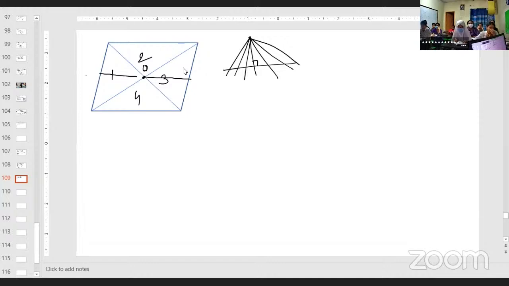So this distance and this distance are equal, and at the same time this distance and this distance will be the same. If this is 4 then this is also 4, if this is 5 then this is also 5. In a parallelogram, the adjacent triangles' heights will never be equal.